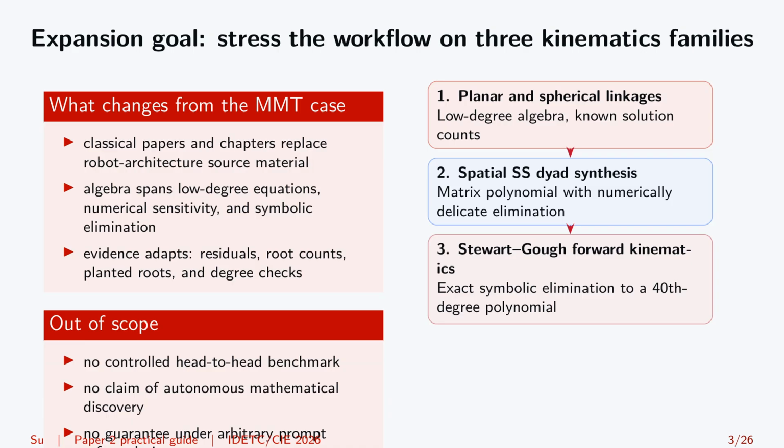The expansion covers three families. Planar and spherical linkages have relatively low degree algebra and known branch counts. Spatial SS dyad synthesis introduces a delicate matrix polynomial. Stewart Gough forward kinematics requires exact symbolic elimination. The common thread is validation, but the evidence must adapt to each family.